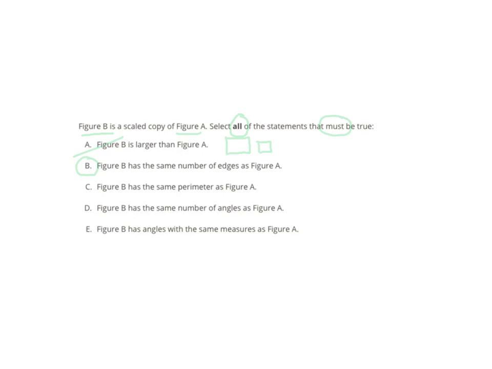Figure B has the same perimeter. Well, in order for it to be a scaled copy, they're usually different sizes. So that's not a must be at all.